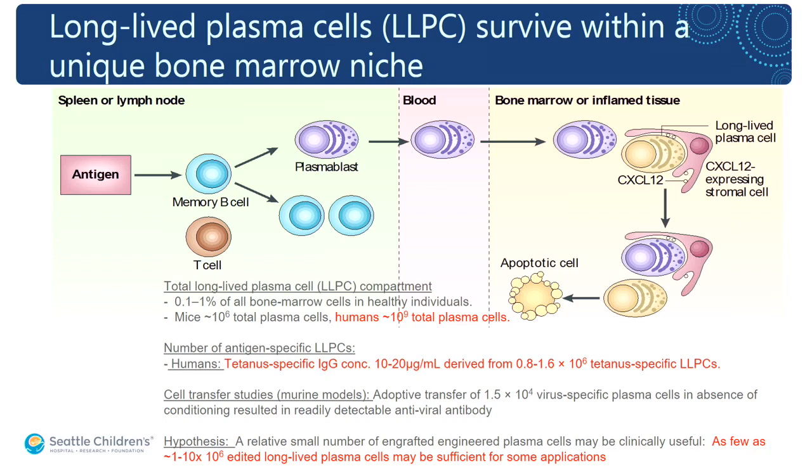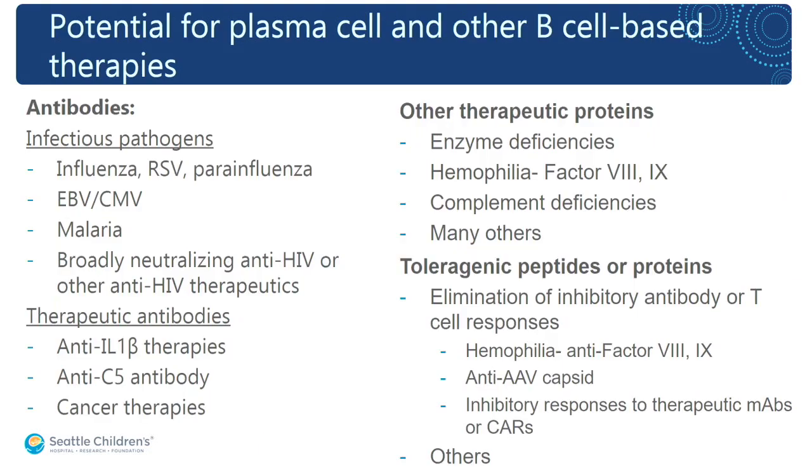And so we think that if you could engineer and engraft, maybe as few as 10 million or so cells might actually be therapeutically beneficial. So what could we use this for? You guys can come up with your own thoughts, but certainly delivering monoclonal antibodies, treating genetic protein deficiency diseases like hemophilia, and also we think these cell products might be useful for tolerogenic applications.